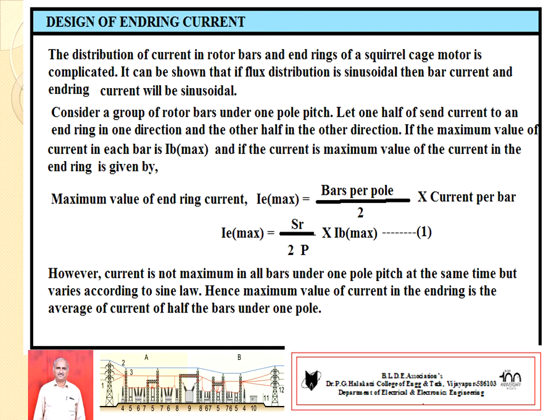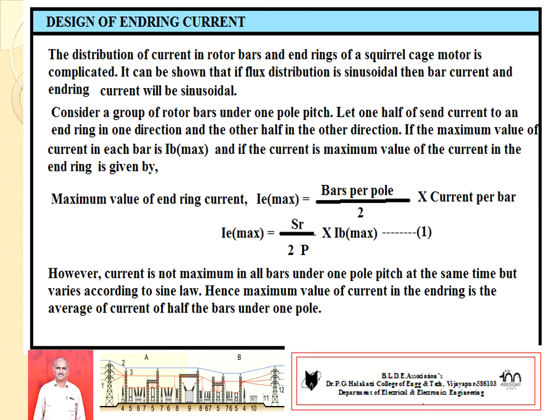Maximum value of end ring current, I_E maximum, is equal to bars per pole divided by 2 into current per bar. Bars per pole is total rotor slots divided by number of poles, S_R by P, divided by 2. Current per bar, we assumed the maximum current is there, so I_B maximum. Develop this as equation number 1.